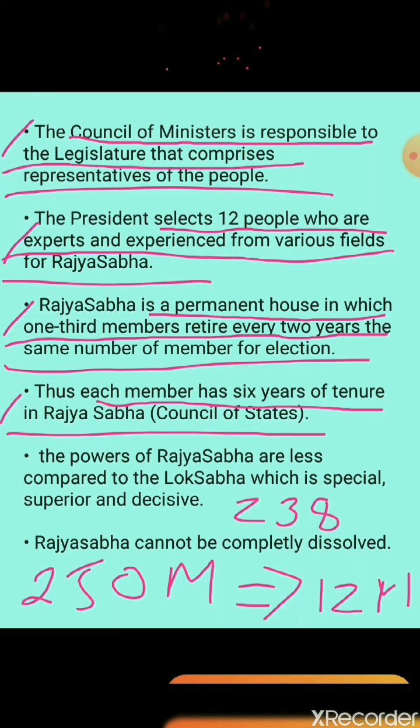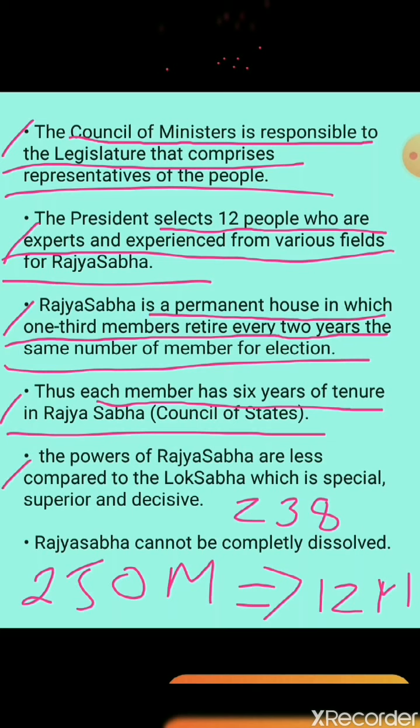कितने साल का है? One member is seen for how many years? 6 years. It is not like Lok Sabha. In Lok Sabha, a member is seen for only 5 years. It is not a permanent house, because it is dissolved completely after 5 years. And Rajya Sabha is a permanent house क्योंकि one-third members retire every 2 years.